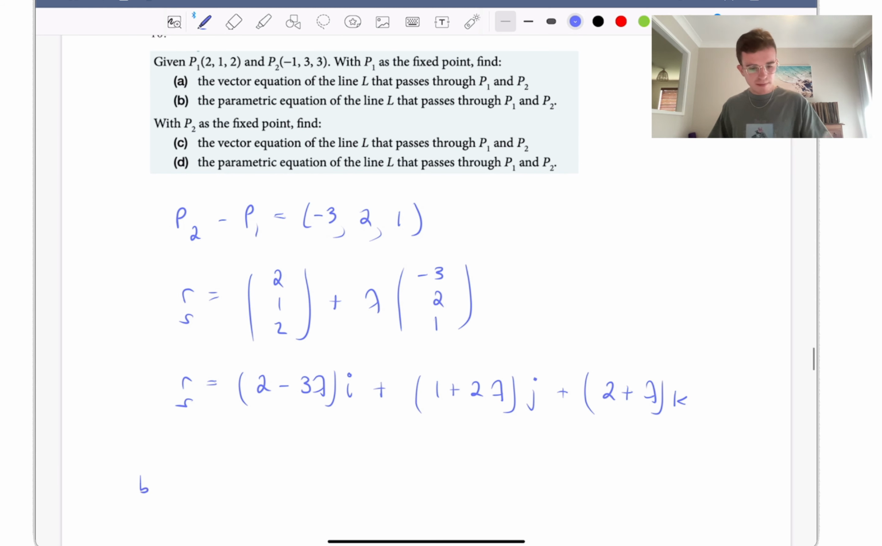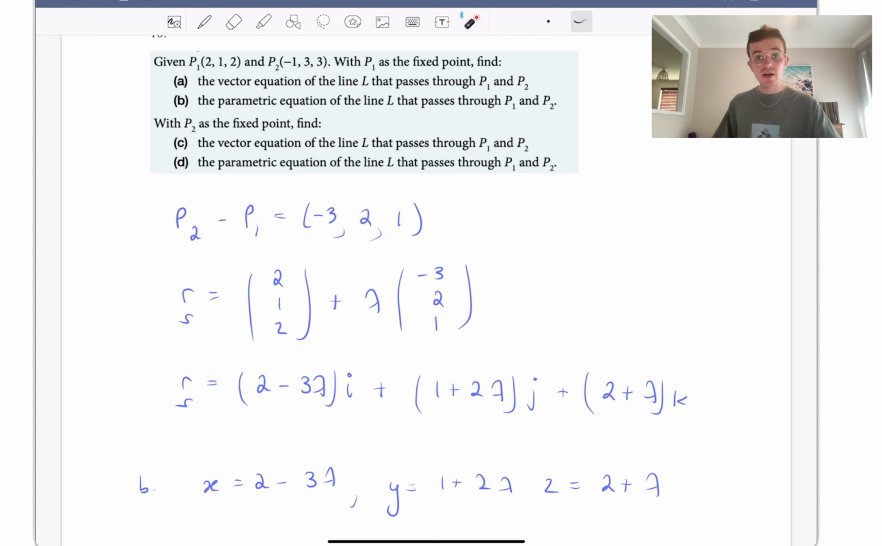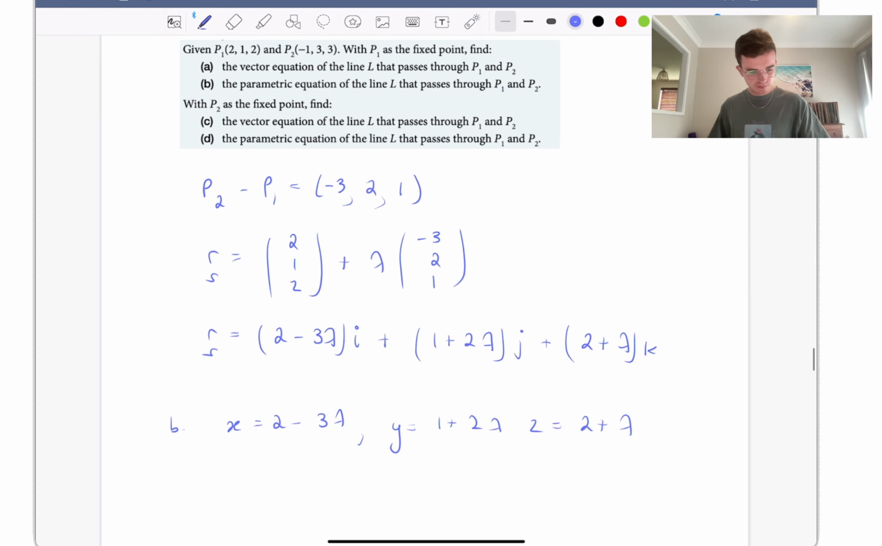So part B says the parametric equation. Well, we're just going x is 2 minus 3 lambda, y is equal to 1 plus 2 lambda, and z is equal to 2 plus lambda. The advantage of leaving it in this form is we can directly see the parametric equation of the line.